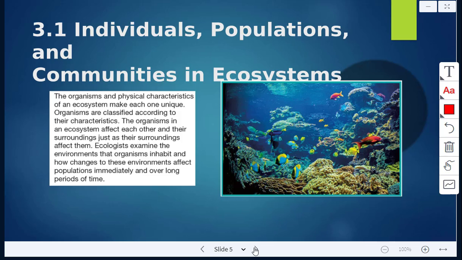All right, so we're going to move on now to 3.1, which is individuals, populations, and communities in ecosystems. So here we're just looking at an aquatic ecosystem. The organisms and physical characteristics of an ecosystem make each one unique. Organisms are classified according to their characteristics. The organisms in an ecosystem affect each other and their surroundings, just as their surroundings affect them. So ecologists examine the environments that organisms inhabit and how changes to these environments affect populations immediately and over long periods of time.